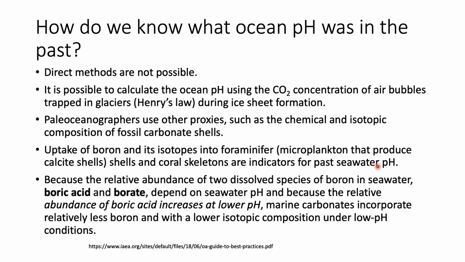There is another way by which we can figure it out, because the relative abundance of the two dissolved species of boron in seawater, mainly boric acid and borate, depends on the seawater pH. The relative abundance of boric acid increases at lower pH. In other words, the borate gets hydrolyzed to form boric acid at lower pH, or under acidic conditions. So this is the overall process.